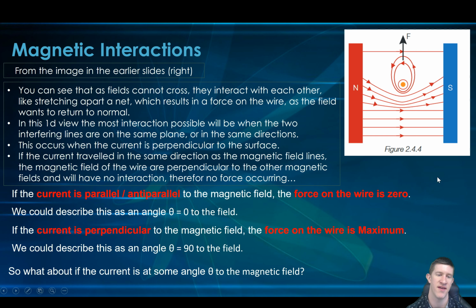So key concepts here are that if the current is parallel or anti-parallel to the magnetic field, the force on the wire is 0. We would describe this as an angle theta equals 0 to the field. If the current is perpendicular to the magnetic field, the force on the wire is maximum. We would describe this as an angle of theta equals 90 degrees to the field. So what about if we're just at some random angle theta? We know the 2 extremes. We know that if we're parallel or anti-parallel, as in theta is 0, then the force is 0. And if we're 90 degrees or perpendicular, we've got a maximum force. So we would expect some relationship in the middle. It shouldn't just be an off-on sort of scenario.